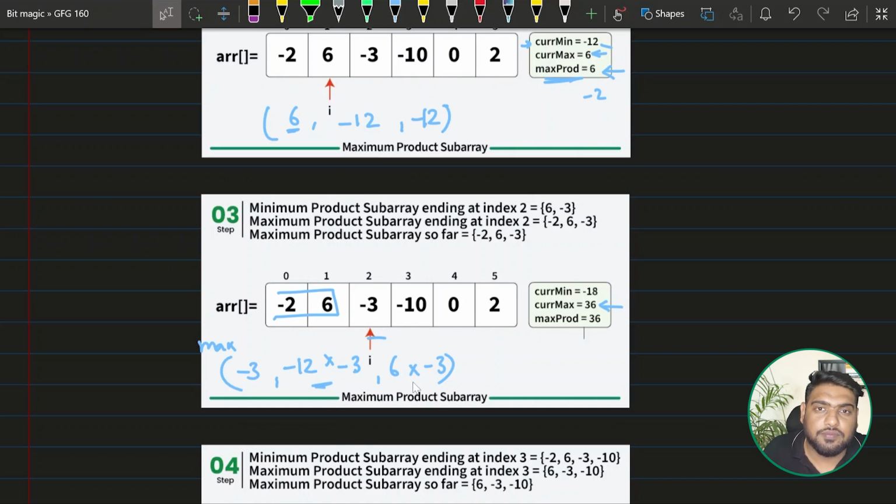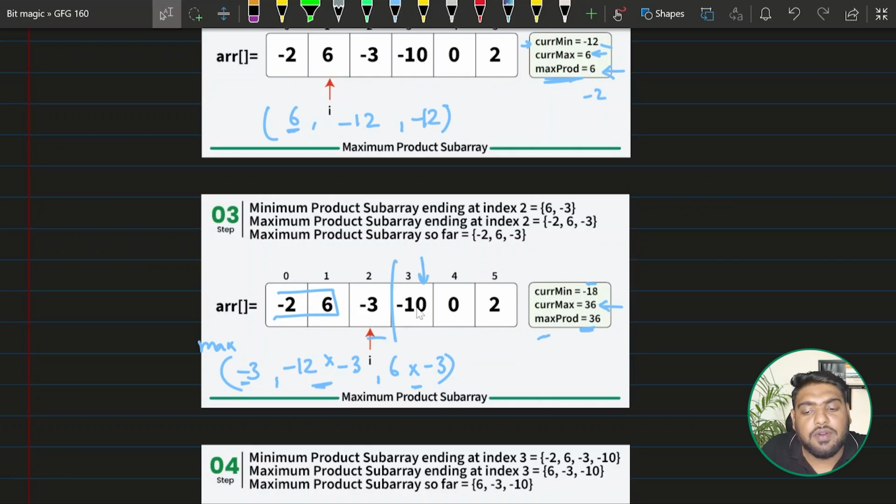That is what we are going to store in the current max. Minimum out of these three. Well, you can see you have -3, but you also have -18 here. The smaller is -18, thus current minimum will now have -18. And because we have encountered a bigger value in current max, my maximum product will be maximized. Whenever a bigger value comes in current maximum, I put that value in maximum prod, or you can say maximum product. Now, so far it's done.